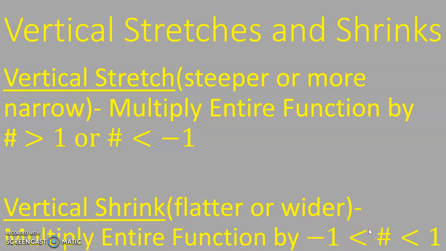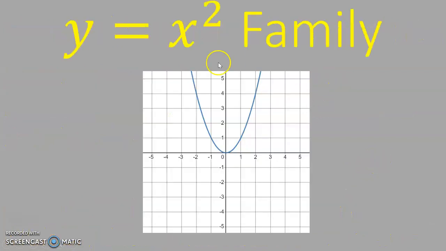If you multiply by 1, nothing's going to happen. If you multiply by -1, there is an effect of that negative, but it doesn't affect the steepness or the width of the graph. So let's see some examples here. So again, we have the same family.